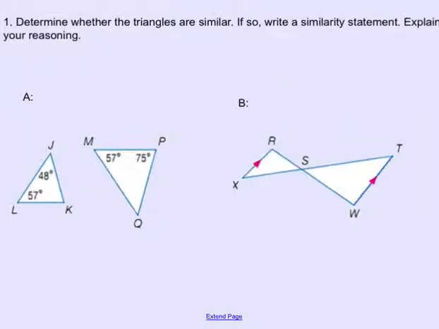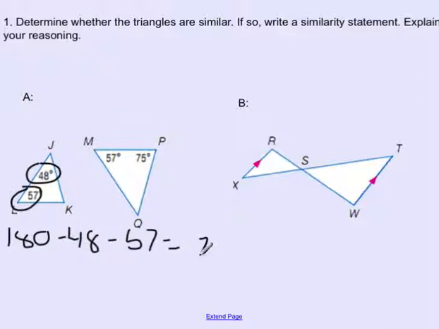Alright, so let's take a look at number 1. Determine if they're similar. If they are, write the similarity statement. If they're not, explain your reasoning. Here we have 57 and 48. We know that the angles in a triangle have to add up to 180, so you can take 180 minus 48 minus 57, because right now we don't have two angles that are congruent in what we're given. That doesn't mean they're not similar. When you subtract that out, you end up getting 75. So this angle was actually 75, and now I have two angles that are congruent, which means I can say that they are similar.